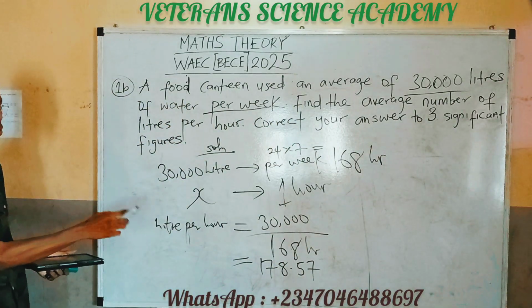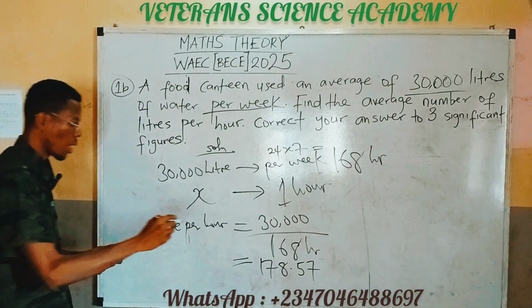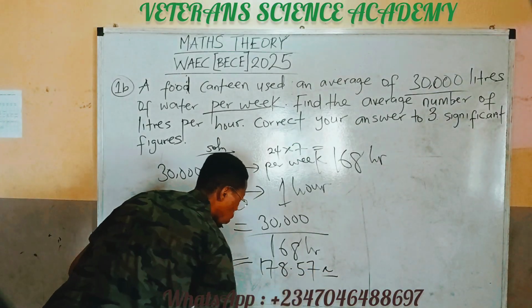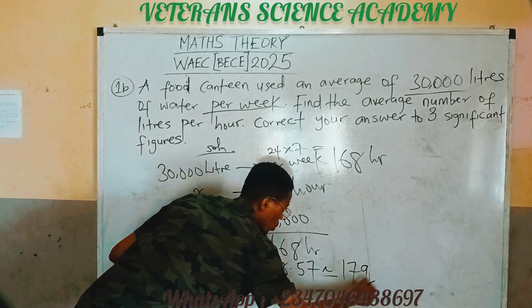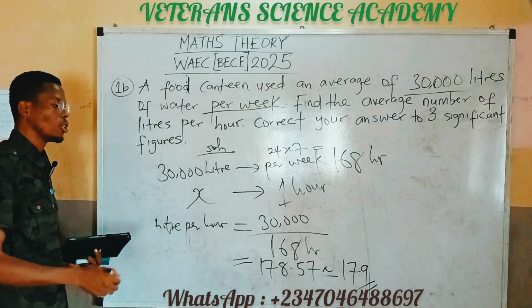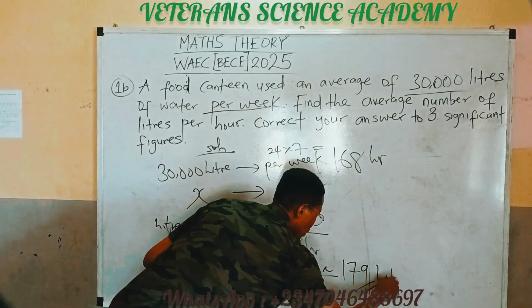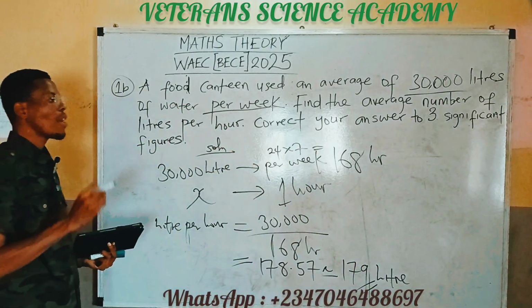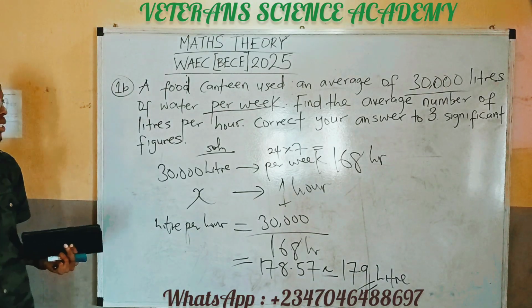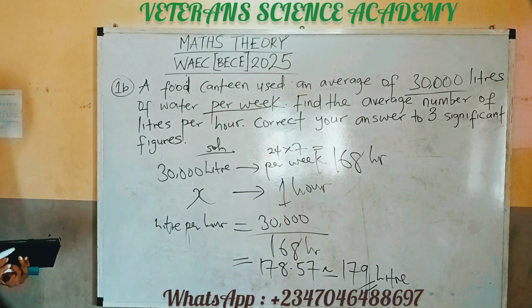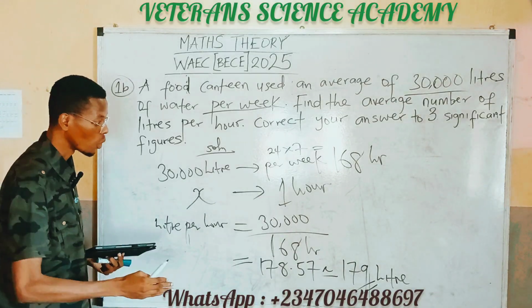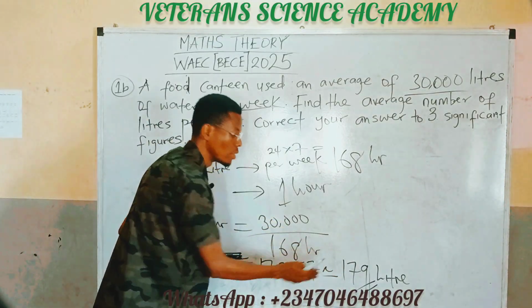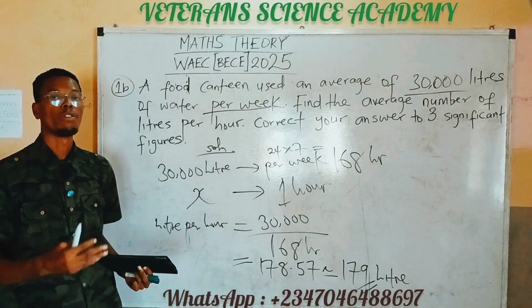Now, remember the question finally says correct your answer to 3 significant figures. So we change this to 3 significant figures. Approximately, our answer becomes 179. So our answer is 179 liters. So in every hour for 7 days, the canteen uses 179 liters of water.